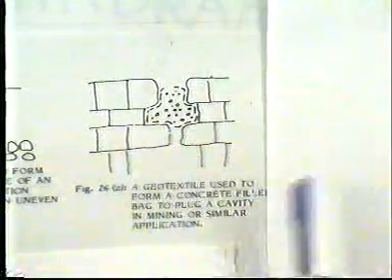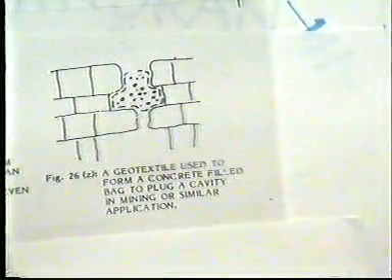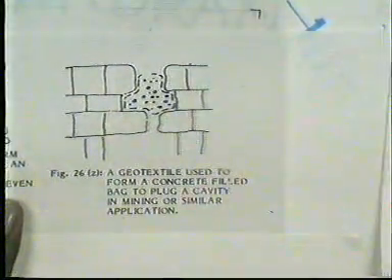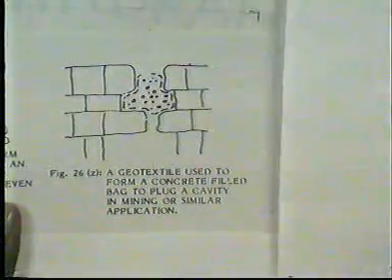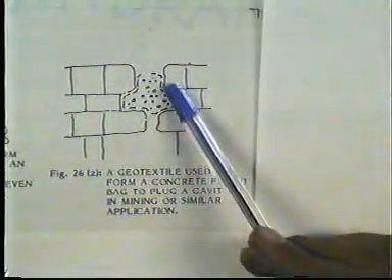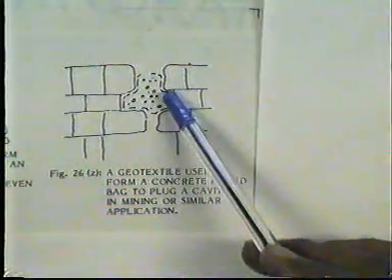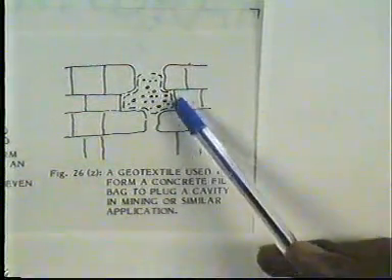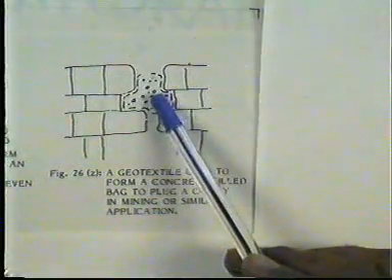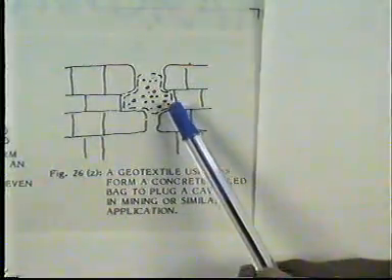This is another example where the geosynthetics material can be used as a container. This is the geotextile material used to form a concrete filled bag to plug a cavity in mining or in similar application.